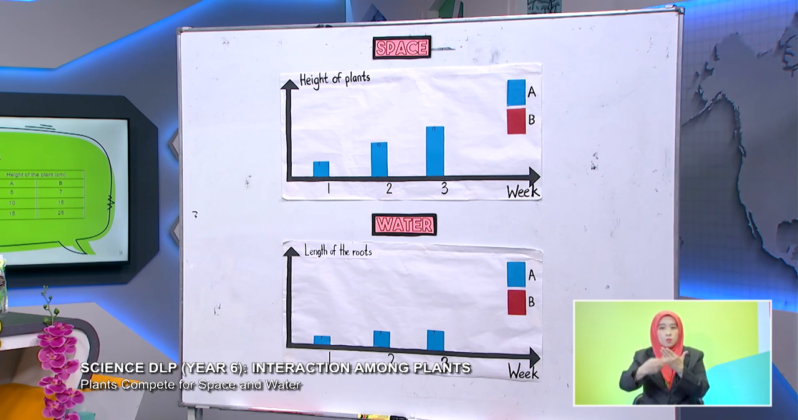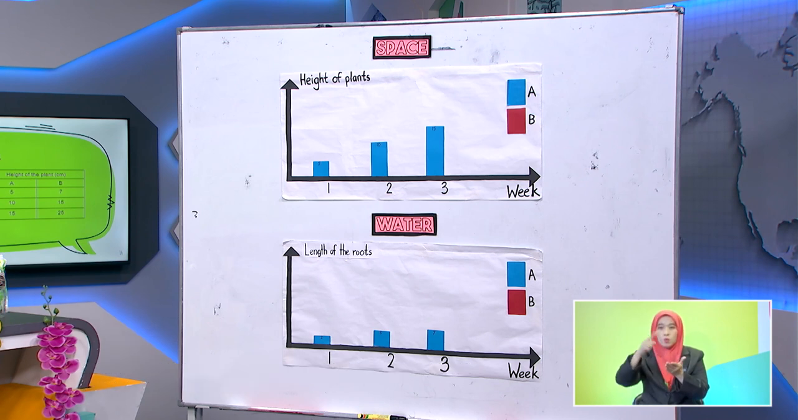Based on the data that I have collected, for pot A, it's written there 5. So it means it's 5 cm tall on the first week. During the second week, it is 10 centimeters tall. And for the third week, it is 15 centimeters tall. Okay, that is for the plants from pot A. But it is not complete. I will need your help, Shafika.